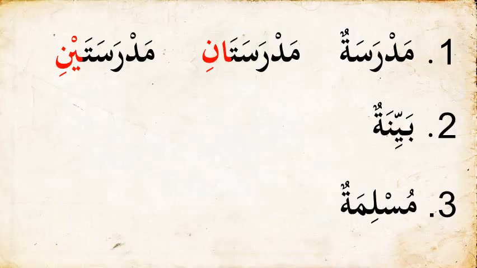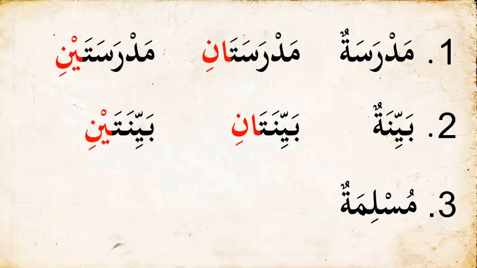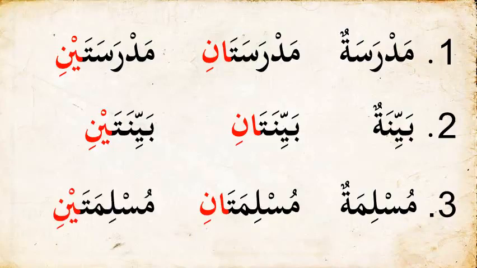Let's go through the answers. The word bayyinatun, if I had to convert it to dual, I would take the ta, open the ta, and it would become bayyinatani or bayyinataini. The word muslimatun would become muslimatani or muslimataini. So for a female word with ta marbuta, exactly the same process, adding ani or adding aini. The only difference is that the closed ta, which is ta marbuta, I will change to an open ta.